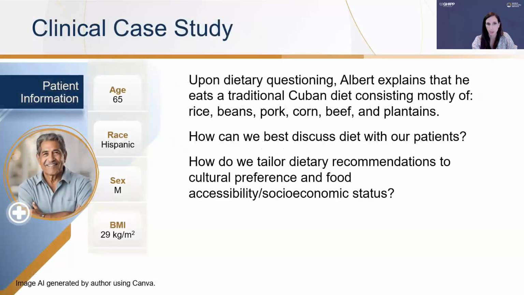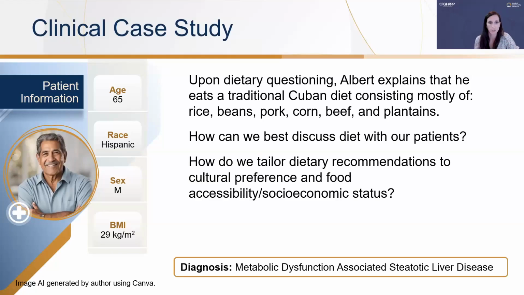So back to Albert. Upon dietary questioning, he explains that he eats a traditional Cuban diet consisting mostly of rice, beans, pork, corn, beef, and plantains. So how do we discuss diet with our patients? Elizabeth, if you want to chime in, or I can talk about dietary recommendations and how to approach this with patients. It can be a sensitive topic.